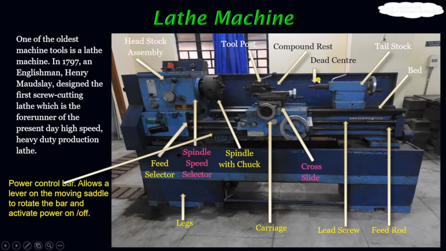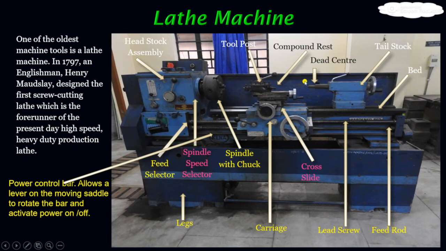This is called the tailstock, as it is the headstock. Similarly, it is the tailstock. So, what's the function of the tailstock? If the cylindrical job is of a very high length, then the chuck alone is unable to hold it horizontally. That's why it is held in between the chuck and this tailstock.